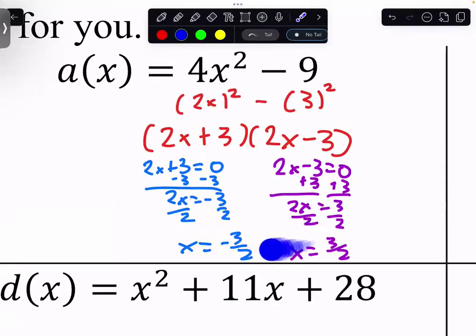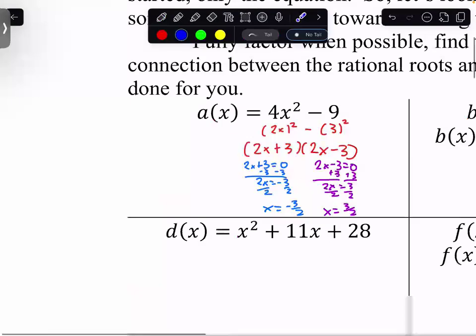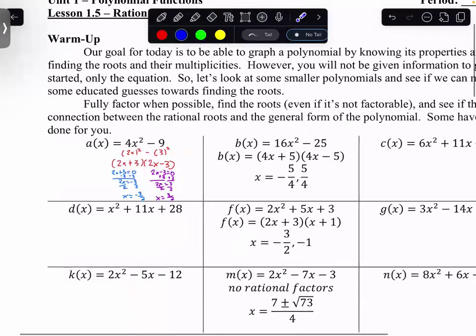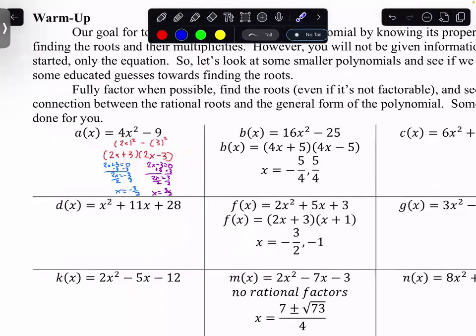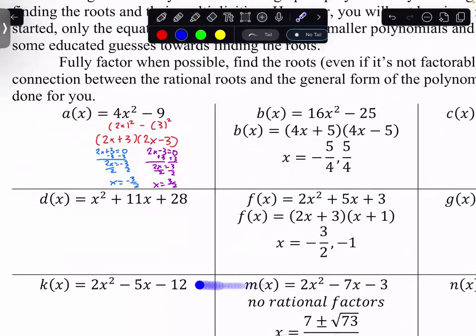Okay, so for this first problem, the roots are x equals -3/2 and x equals +3/2. Let's go ahead and leave our answer as fractions. Don't turn them to decimals or mixed numbers. Okay, so take a couple of minutes, please, and see if you can do that same thing for the rest of these. Again, factor and then find the roots.